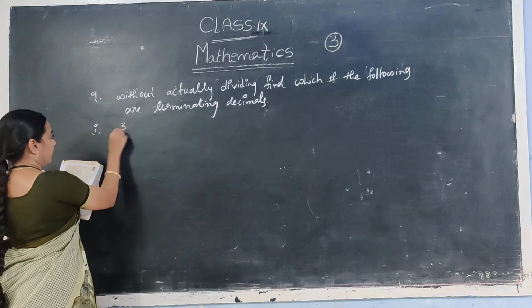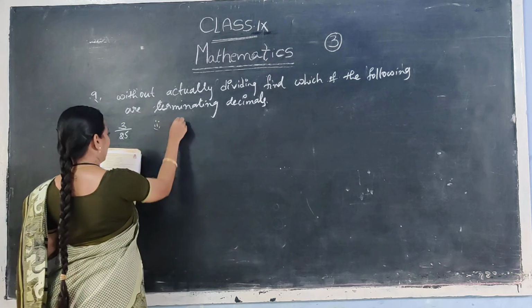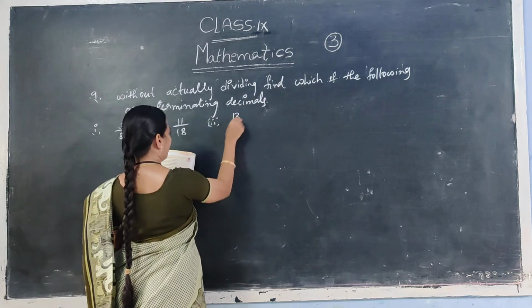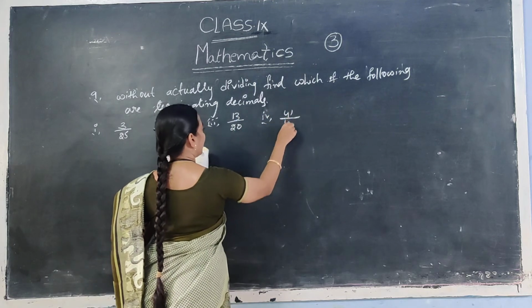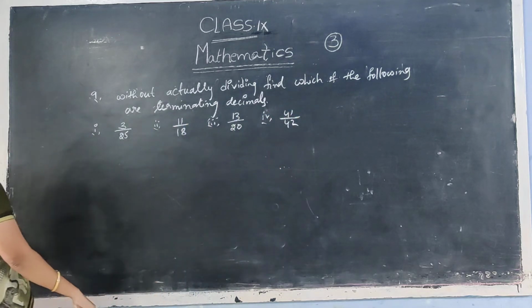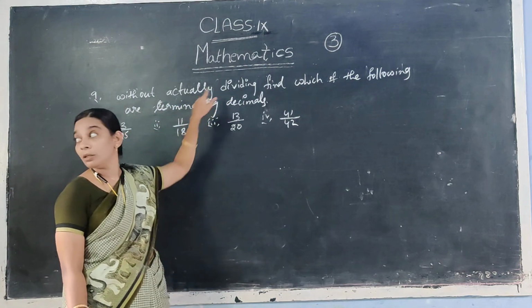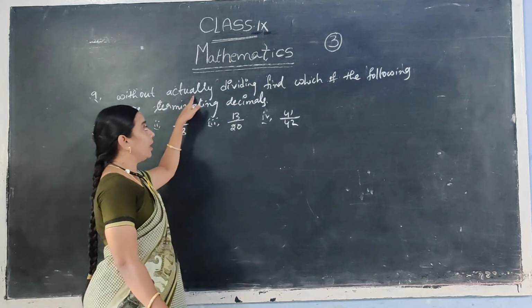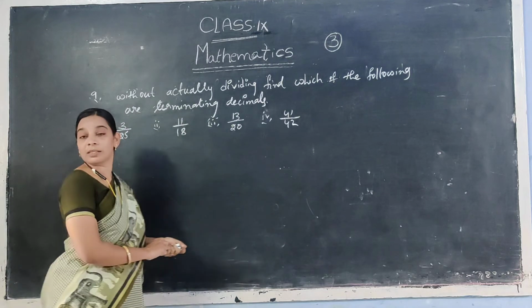First question 3 by 25 and second question 11 by 18. Third question 13 by 20 and fourth question 41 by 40. See this one, without actually dividing. So that means here don't use division. Without actually dividing, find which of the following are terminating decimals.